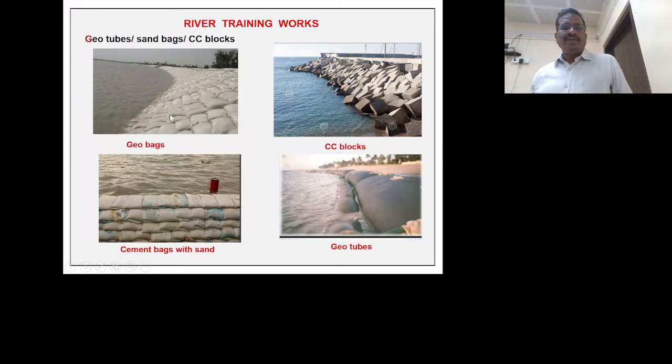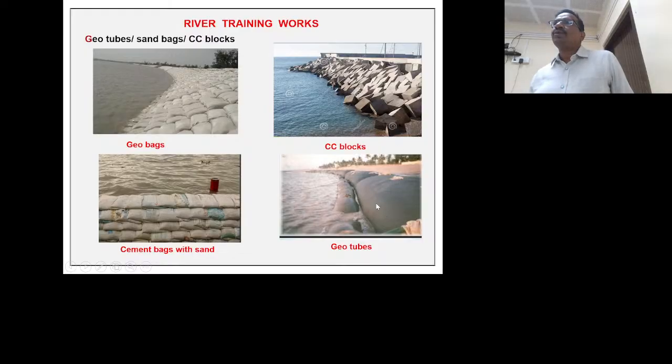These are the geobags used for the sloping portion and the launching apron also. Earlier we were using only cement bags; nowadays we are using geobags. CC blocks are also used in the Gandak River, where a large amount of CC blocks is used for the launching apron and the sloping portion.